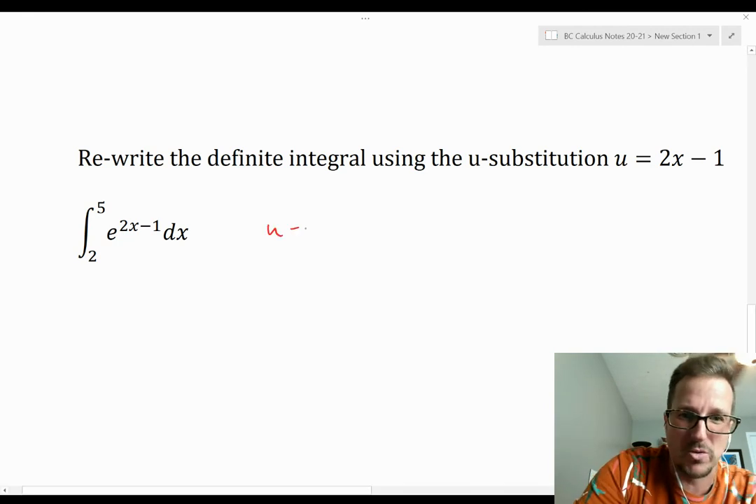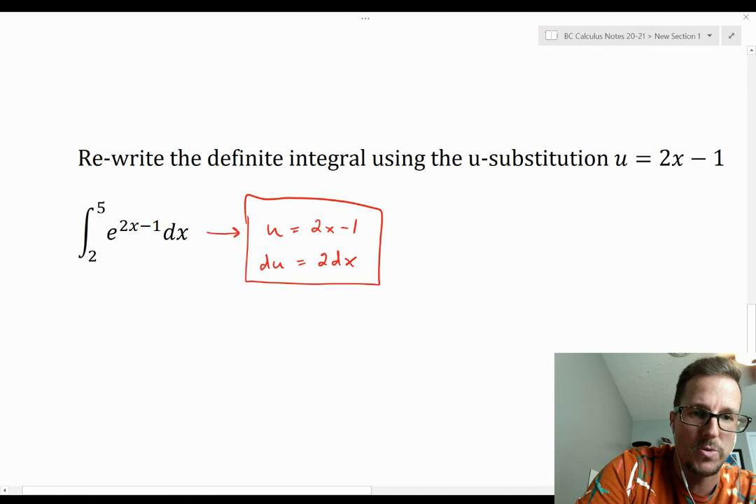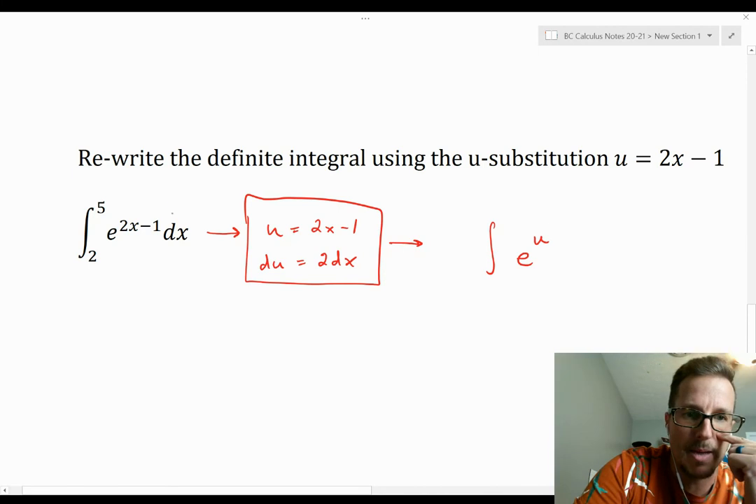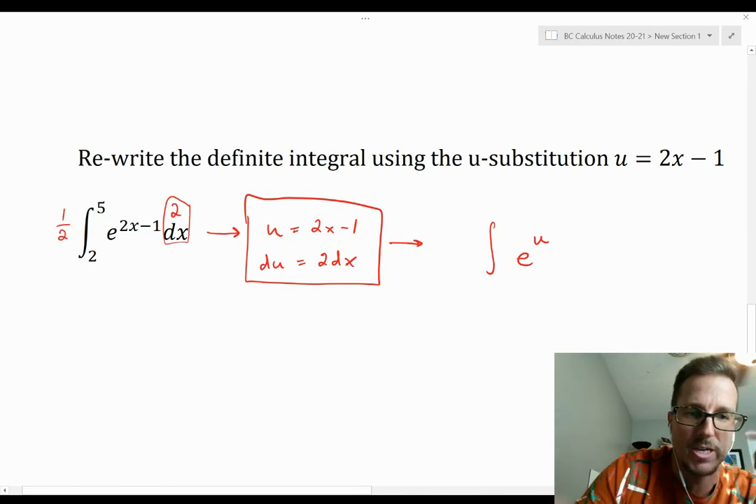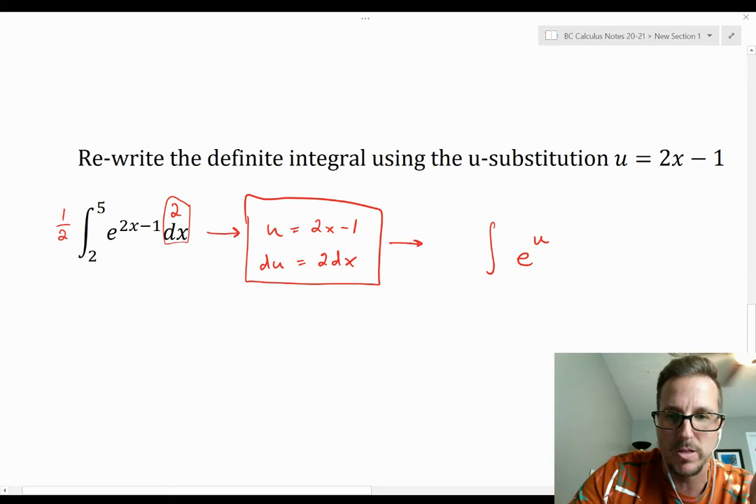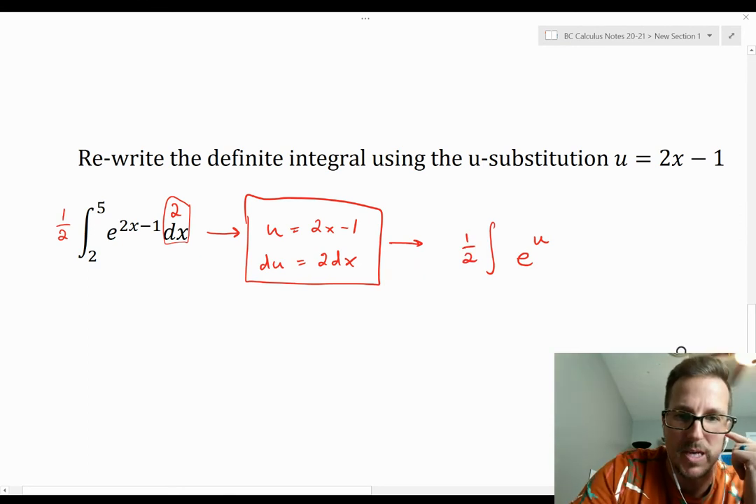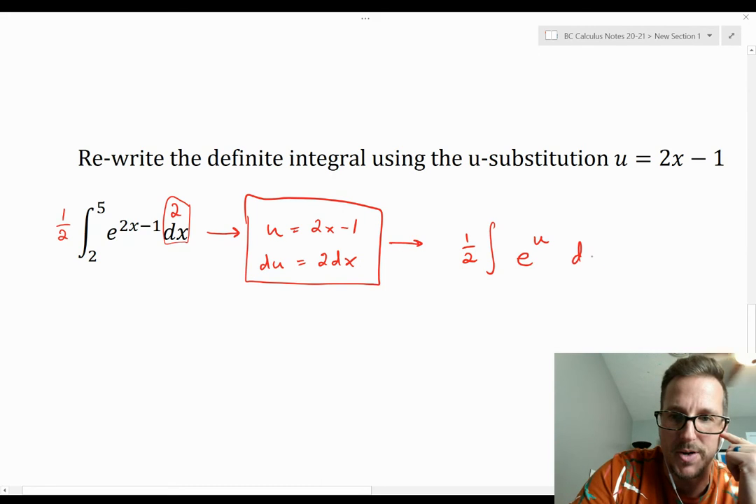So if u is 2x minus 1, du is 2 times dx. Let's see if we can figure out what the new integral would look like. So that would be the integral of e to the u. Now hold up. We got to multiply by 2 to get 2 dx, but then we got to divide by 1/2 to make sure we only multiply by 1. So 1/2 is going to come along for the ride. 2 dx gets swapped over for a du.